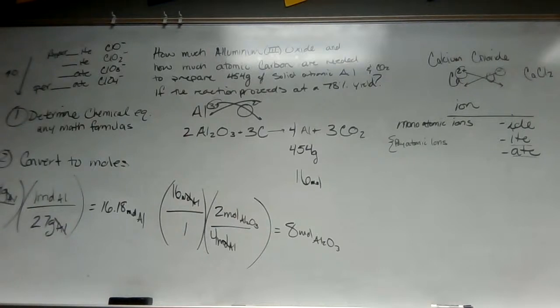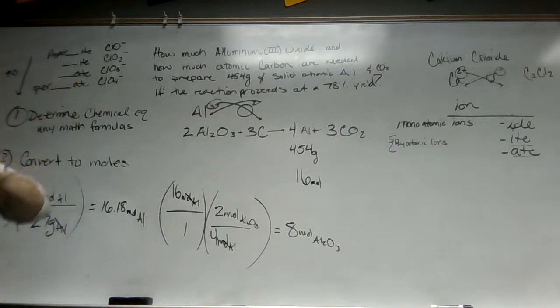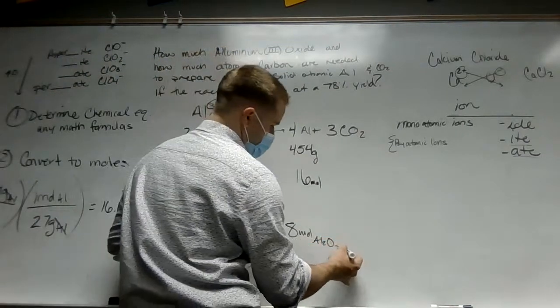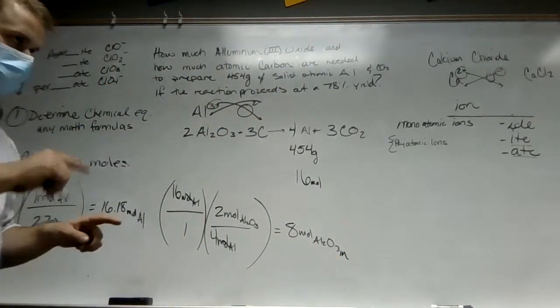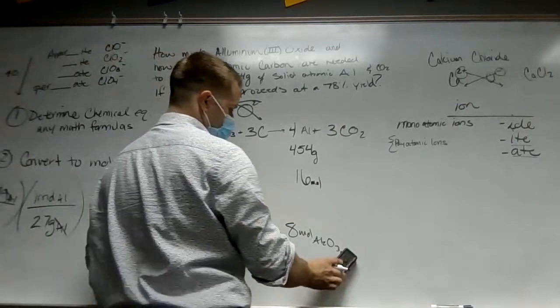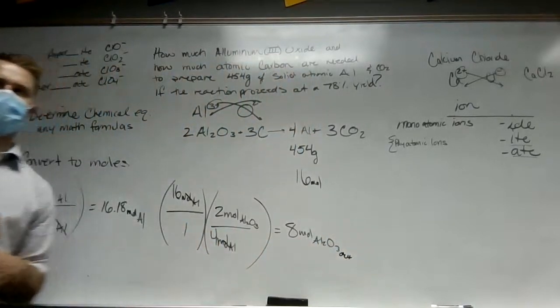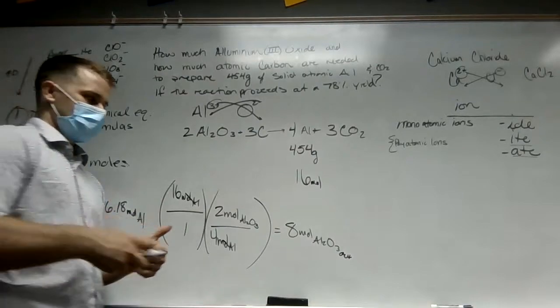Okay, so what is that 78%? Does anyone want to take a stab at what we need to do to get our final answer for aluminum oxide to account for that 78%? So we're going to say this is 8 moles of aluminum oxide that we put into the reaction. If we react 8 moles, we're going to produce 16 moles of aluminum. Does that make sense? Kind of, sort of.